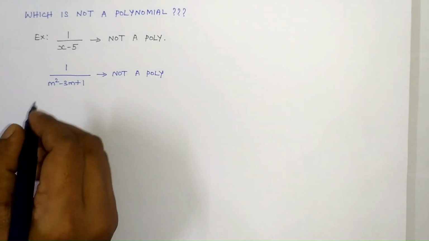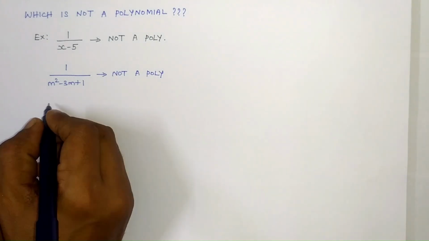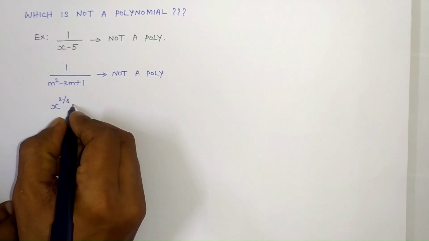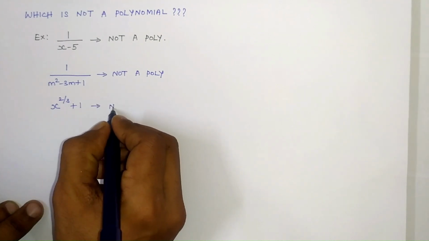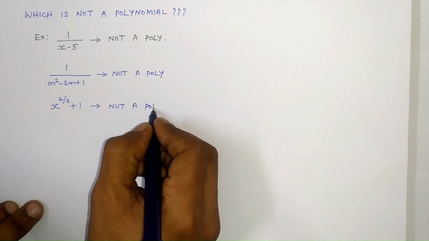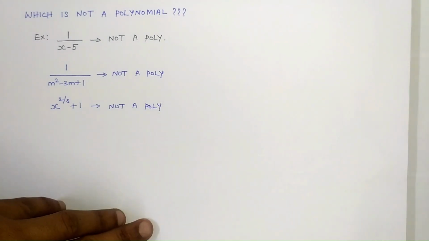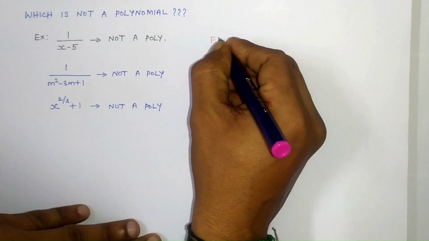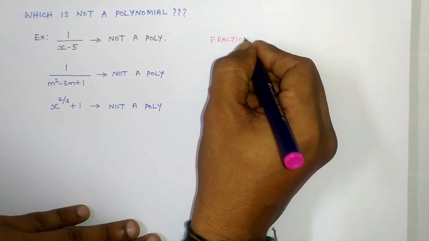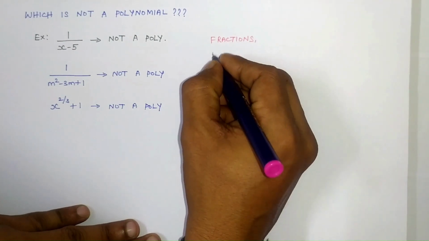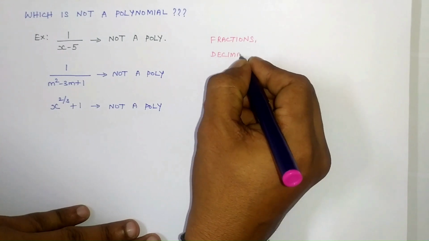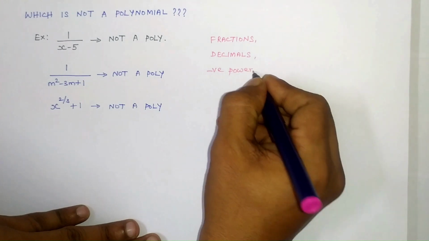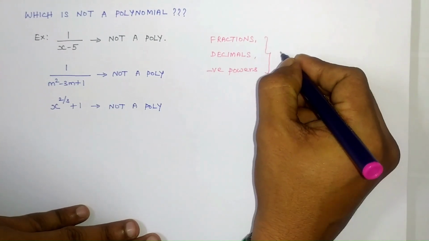And let us look at one more example. x power 2 by 3 plus 1. This is also not a polynomial. To write it generally, what cannot be accepted as a polynomial: fractions, decimals, then negative powers. These three things cannot be considered as a polynomial.